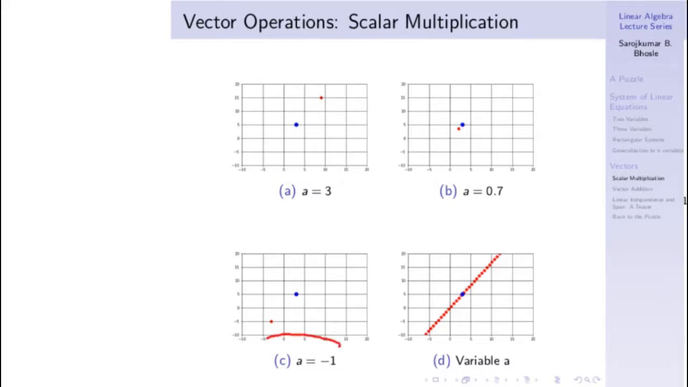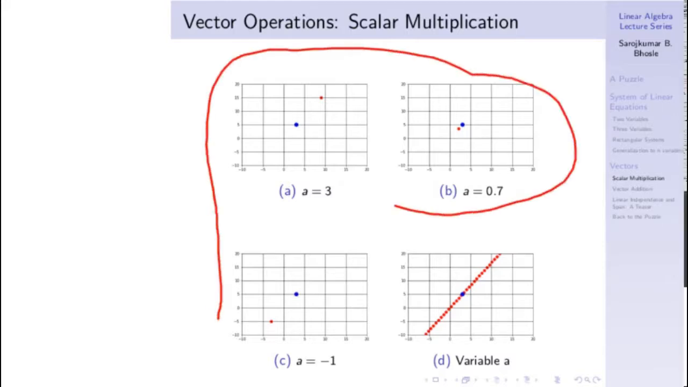Now if we multiply the same vector by a equal to -1, what we get is exactly the opposite vector. So this is the original vector, and this is the vector we get after multiplication. These are the 3 possible cases in general.